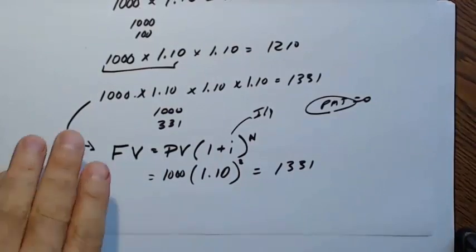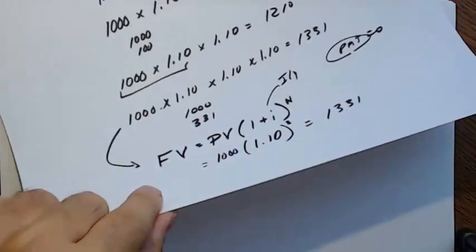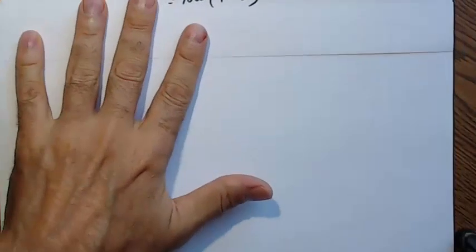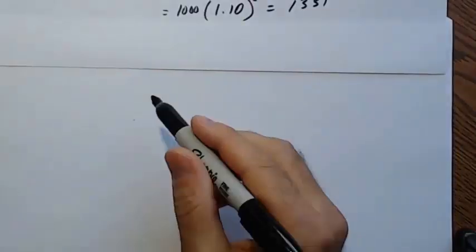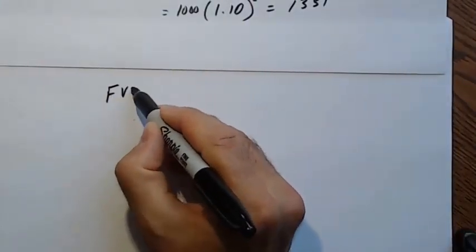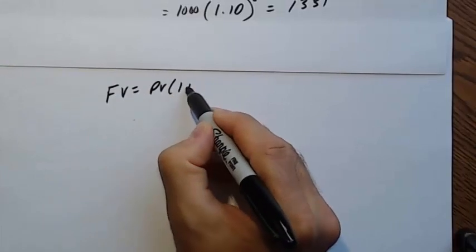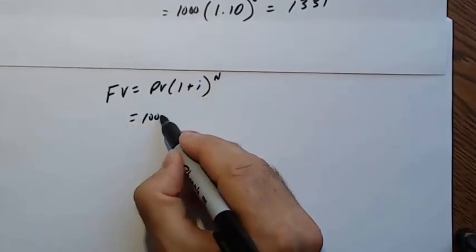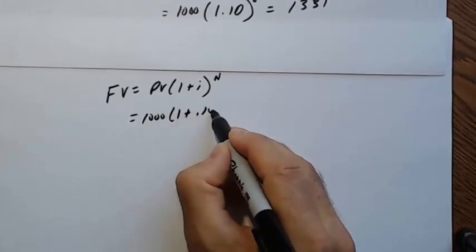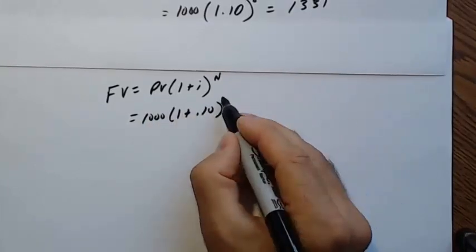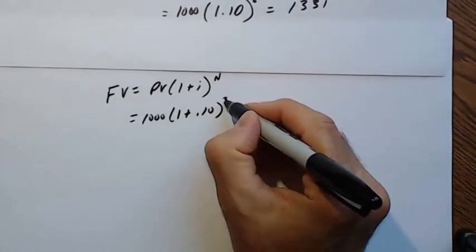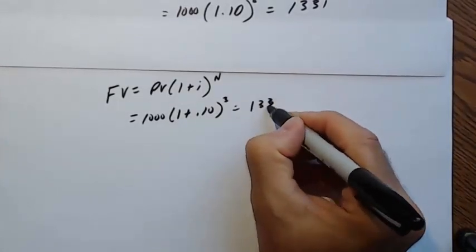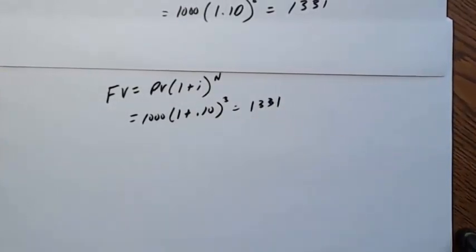Okay, so now let's actually hit the calculator buttons and come up with the future value equals present value times 1 plus I to the n, and we're going to go over this example. 1.1 to the power 3 equals 1.331, so 1,000 times that is 1,331. So let's start it up.